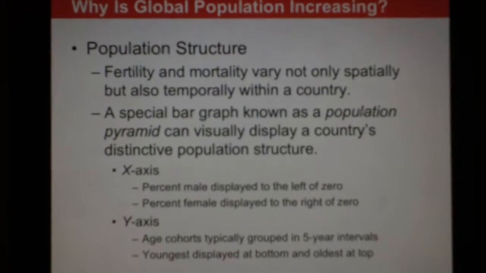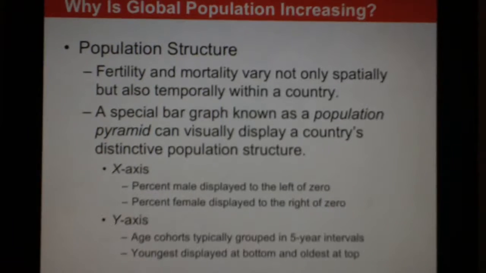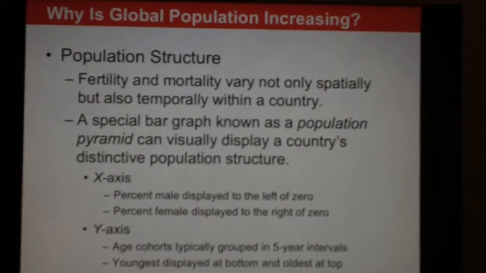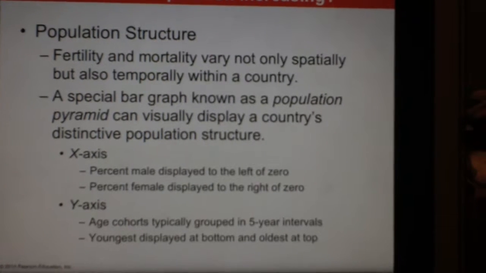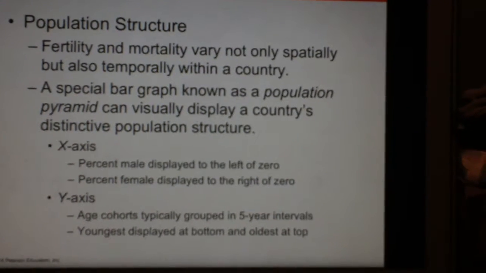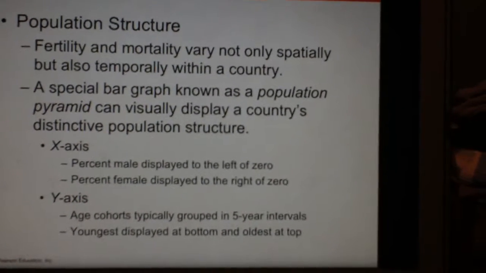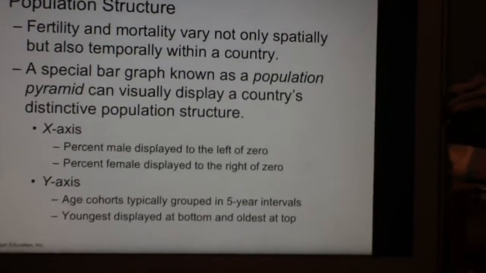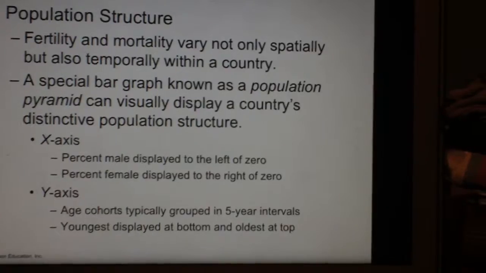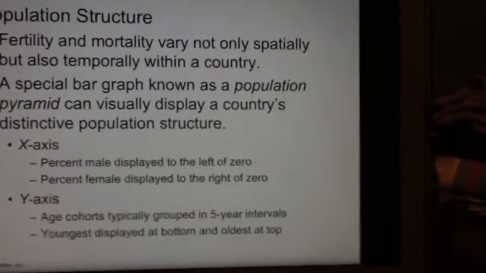Okay, so the next thing that we're going to look at is population pyramids. So let's look at the population structure. Fertility and mortality vary not only spatially, but also temporally within a country. And a special bar graph known as a population pyramid can visually display a country's distinctive population structure.